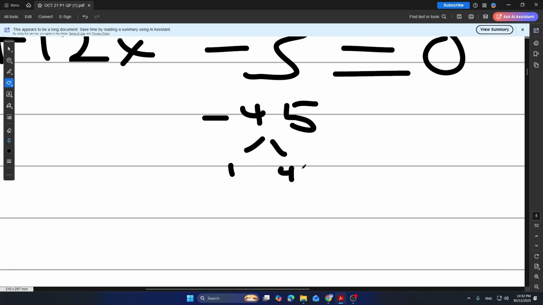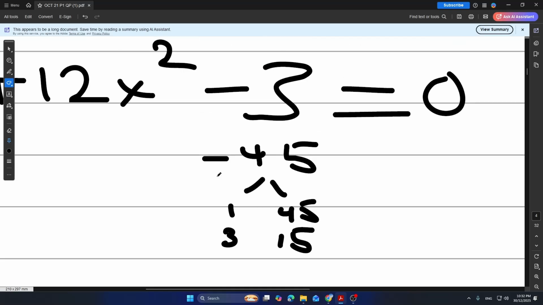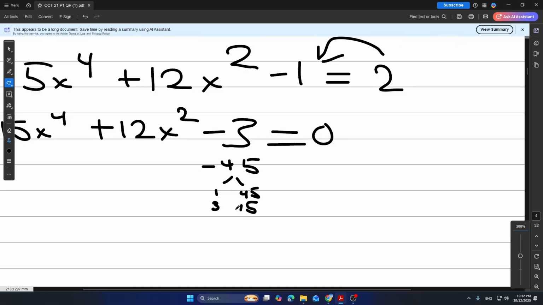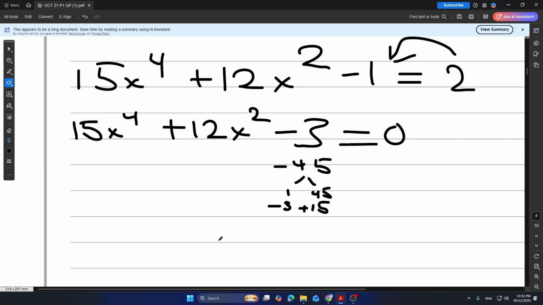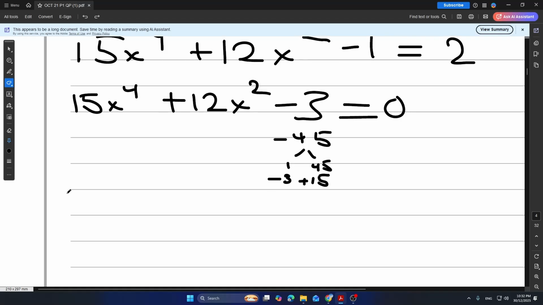We have 1 and 45. 2 doesn't go. If we divide by 3, we have 3 and 15. Yeah, 3 and 15. But it's going to be positive 15 and minus 3. These are the two values, because plus 15 minus 3 is positive 12 and plus 15 times minus 3 is minus 45. Okay, so now let's rewrite this equation.